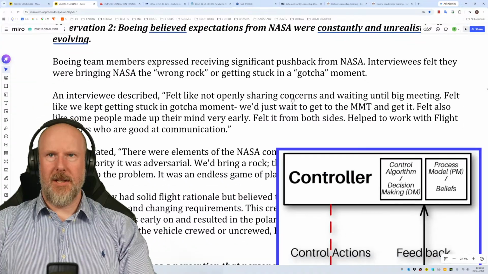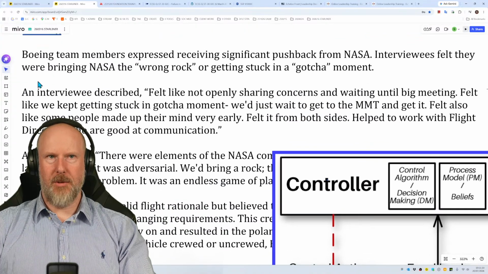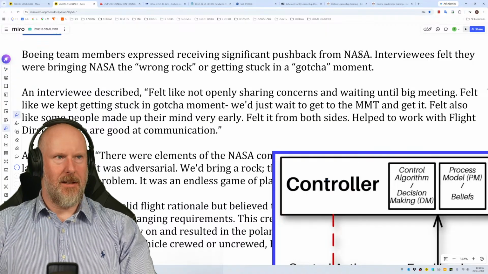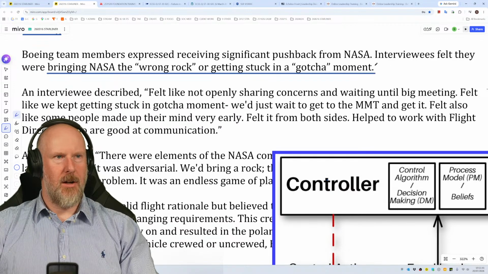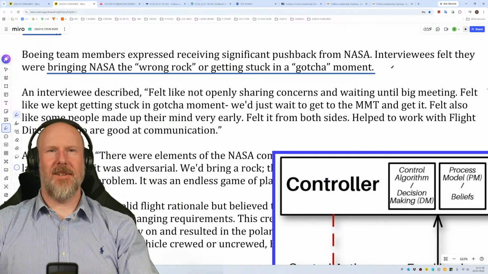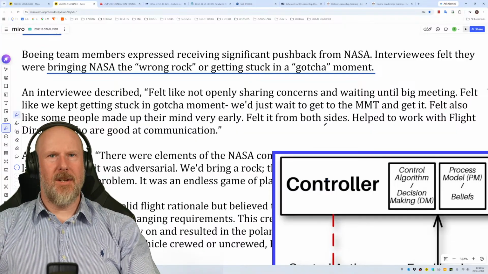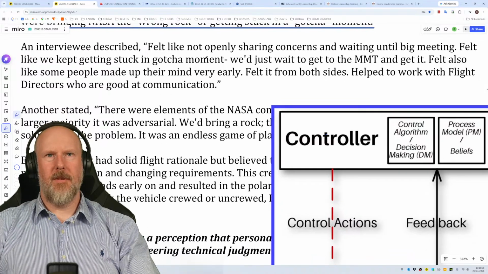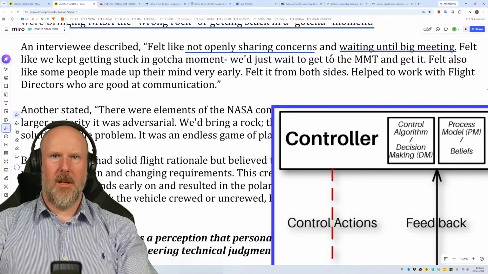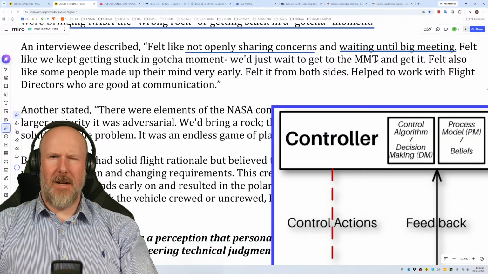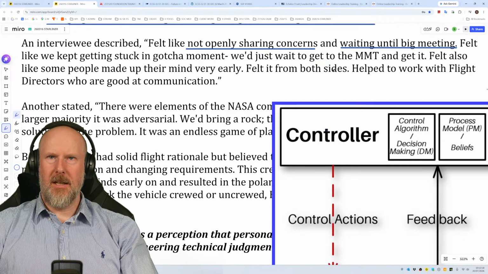Okay, so Boeing team members expressed receiving significant pushback from NASA. Interviewees felt they were bringing NASA the wrong rock, or getting stuck in a gotcha moment. That's an interesting way to put it. That is very interesting. An interviewee described it as not openly sharing concerns and waiting until the big meeting. Felt like we kept getting stuck in gotcha moments. We'd just wait to get to the mission management team, I think, and get it. Felt also like some people made up their mind very early, felt it from both sides, helped to work with flight directors who were good at communication.